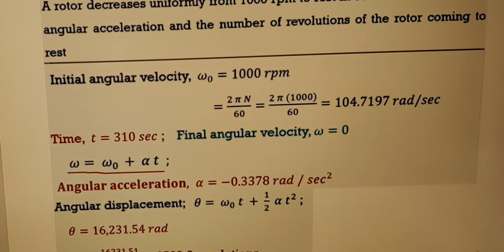We are using the first equation of motion. From that you will get the angular acceleration as minus 0.3778 radians per second squared. Now the angular displacement theta is equal to omega 0 t plus half alpha t squared. From that equation you will get theta equal to 16,231.54 radians. In order to convert into revolutions, you have to divide by 2 pi. That is equal to 2583.3 revolutions.